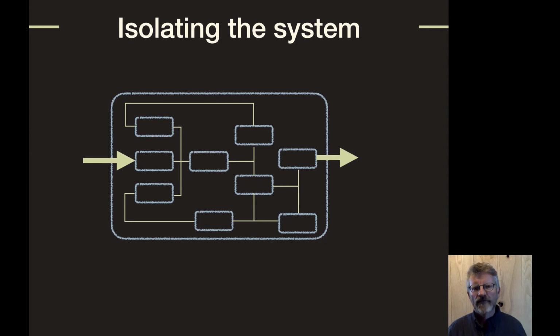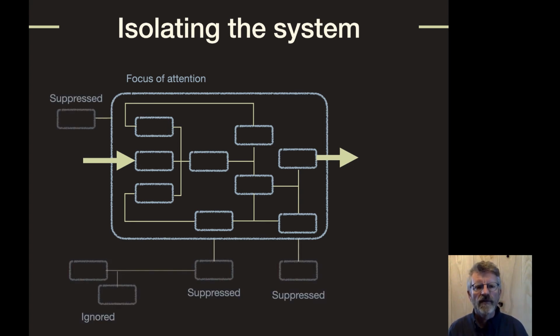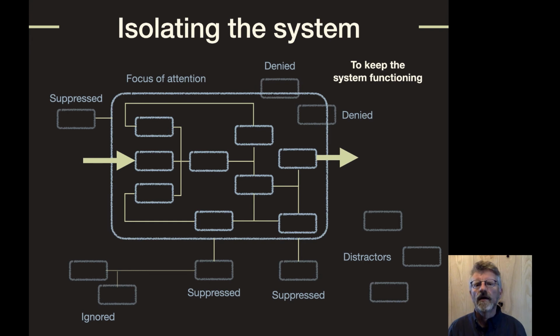Isolating the system itself also has a number of consequences. So we have a focus of attention that makes sense. This system is actually part of a much bigger whole in which we focus on this part. And that means that we ignore or suppress other parts. Others are distractors, but some are kind of interfering with our ideal system function and our ideal focus of attention, and they don't contribute really to it. And the easiest way to deal with them is to deny them. And you have to deny those influences in some way to keep the system function.